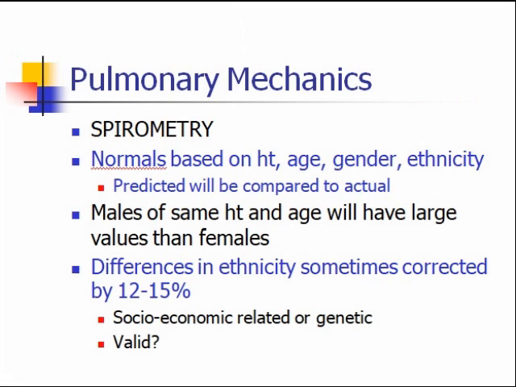In spirometry testing, normal predicted values, which are based on age, height, gender, and possibly even ethnicity, are taken and compared to the patient's actual measurements, and we then get a percent of predicted. Incidentally, males of the same height and age have larger lung volumes than females. Differences based on ethnicity are sometimes corrected by 12 to 15%. I'm not sure if this is a valid type of change or correction to the lung test.